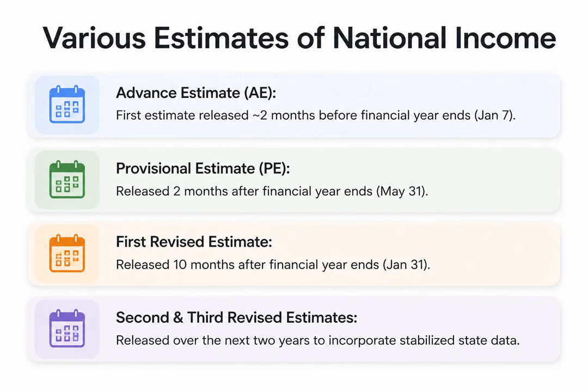Finally, how and when does the government release all this data? The NSO publishes various estimates throughout the year. It starts with an advance estimate in January, before the financial year even ends. Then comes a provisional estimate in May. Because it takes time to gather accurate data from all states across India, the NSO releases first, second, and third revised estimates over the subsequent 3 years, continuously refining the data until it is fully stabilized.